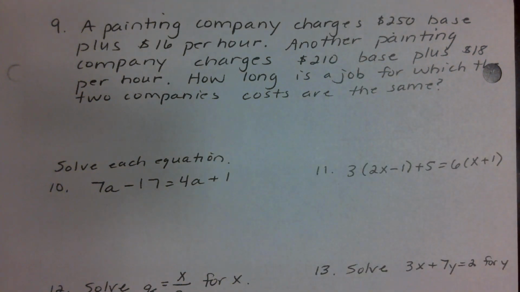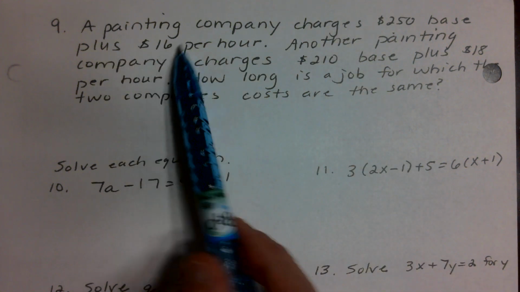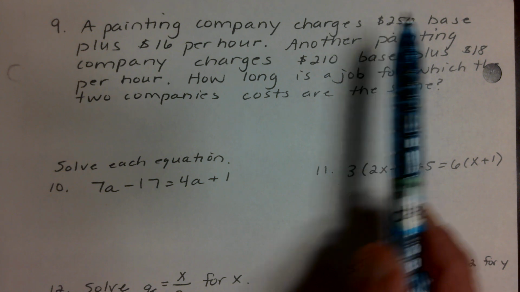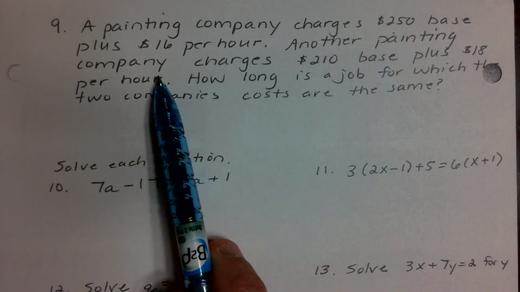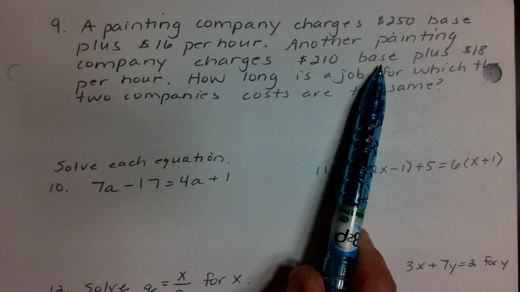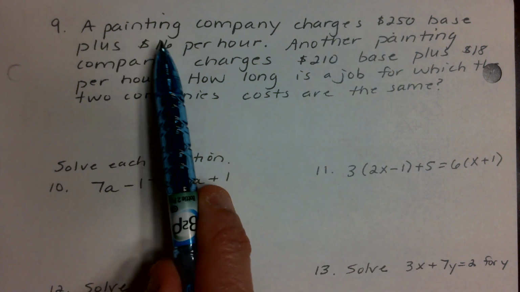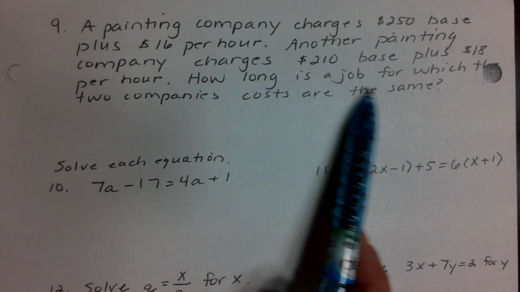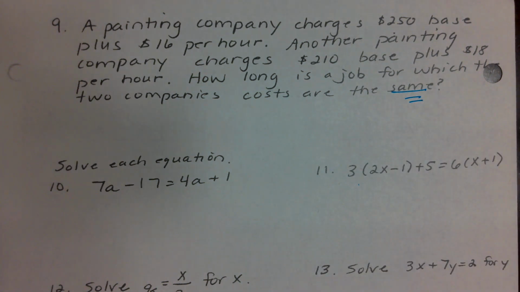So we got this painting company. This painting company charges $250 base plus 16 per hour. So what that means is straight up you're paying $250 no matter what. And then you're going to pay also $16 per hour. When we get another painting company that charges $210 base, and they're $18 per hour. So this one you're charged more at the beginning and less per hour, and this one's less at the beginning and more per hour. So you're trying to figure this out, like how long is a job for which the 2 companies cost the same, right? So the same means equal.